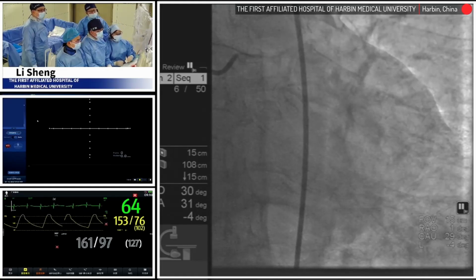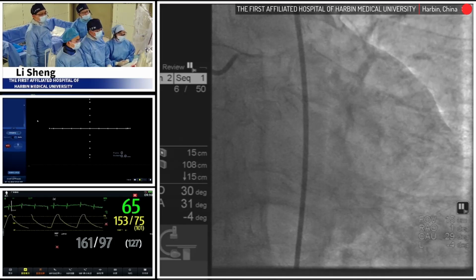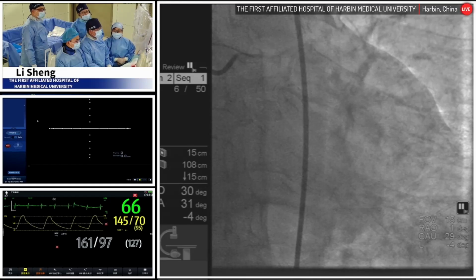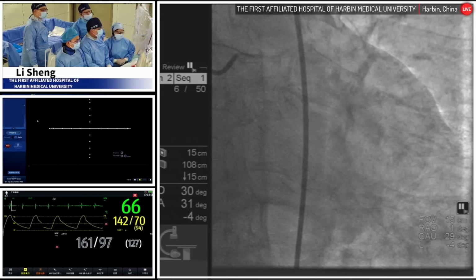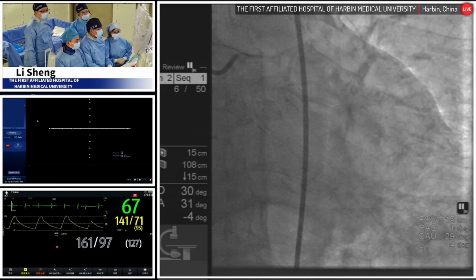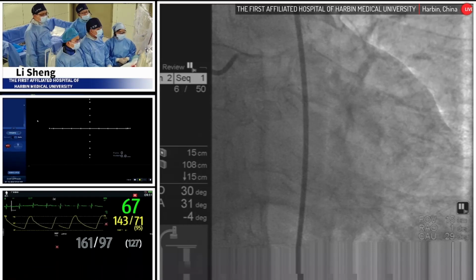Okay, good morning, everyone. I'm Sheng Li from the First Affiliated Hospital of Harbin Medical University. Next, I will introduce our case. This is a high-risk case, and according to the SYNTAX score, it is 29, so CABG would be the first choice. But the patient refused the surgery, so staged PCI is recommended. Last time we implanted two stents at the RCA. So this time we prepared to deal with the left main bifurcation lesion.